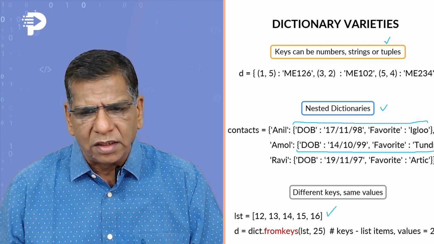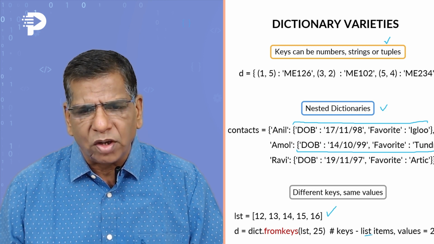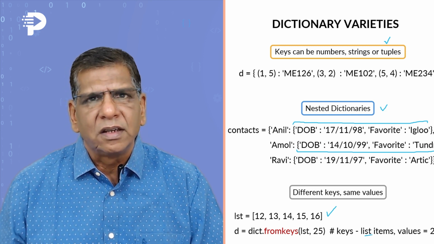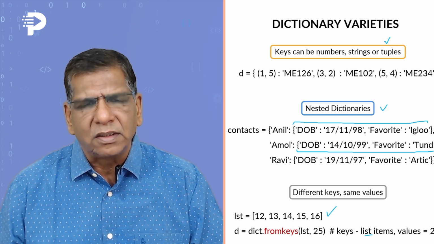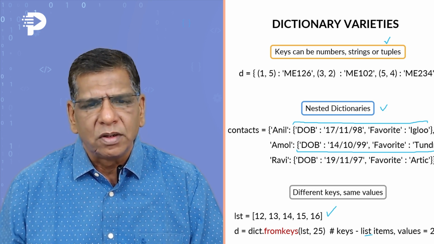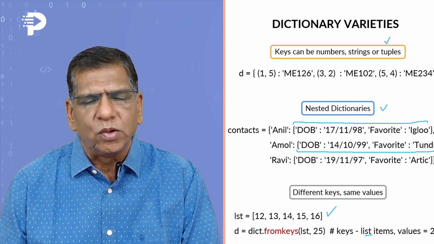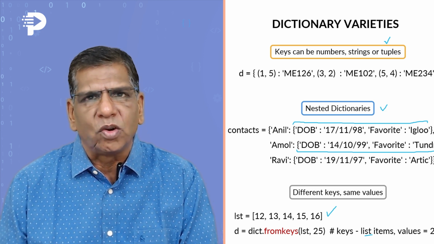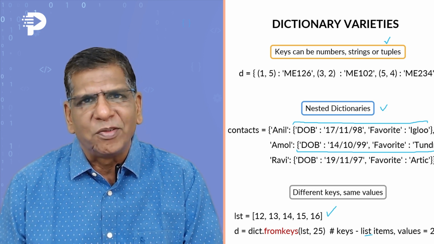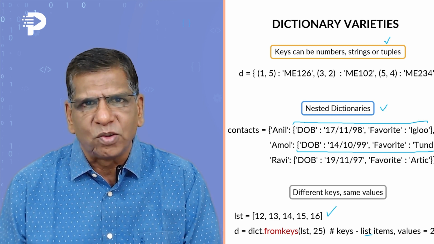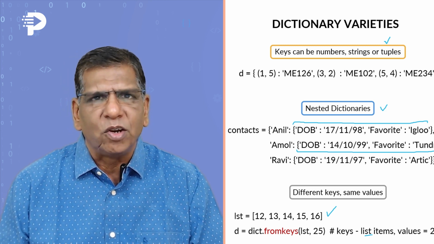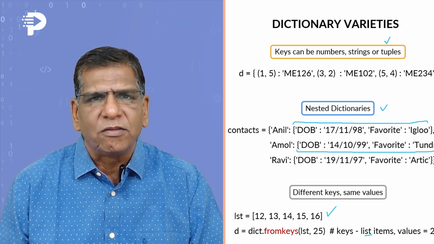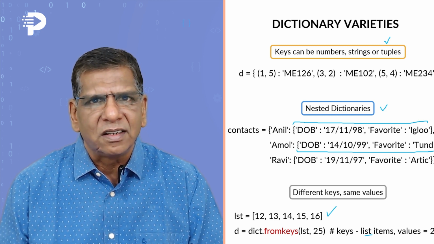So you are creating a dictionary where keys are the items that you are having within the list, and all of them are going to have the same value, 25. So 12 colon 25, 13 colon 25, 14 colon 25, 15 colon 25, 16 colon 25. Those would be the 5 different key value pairs that would get stored finally in the dictionary D.